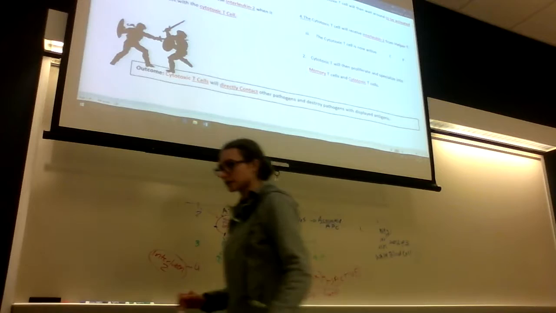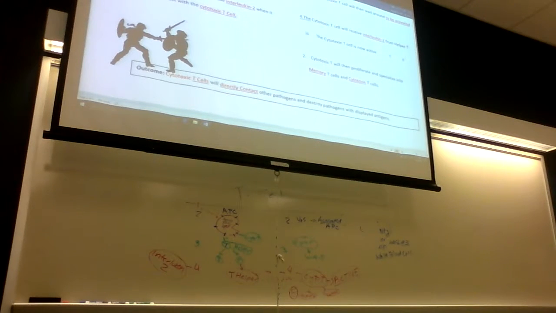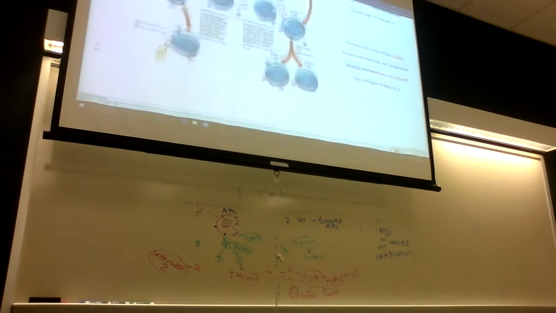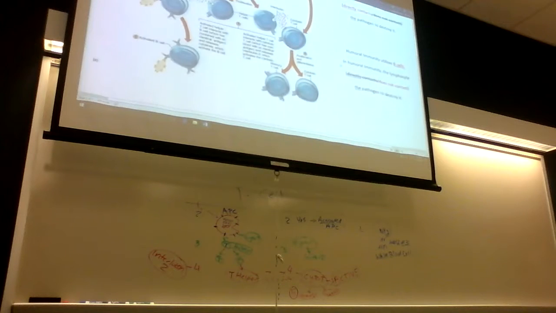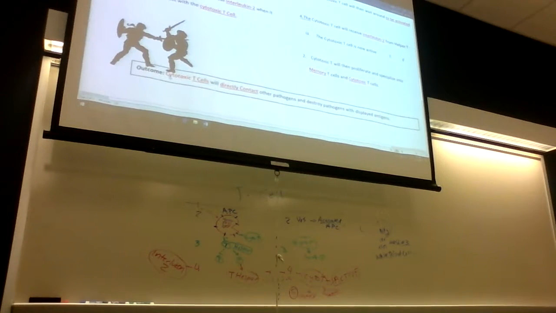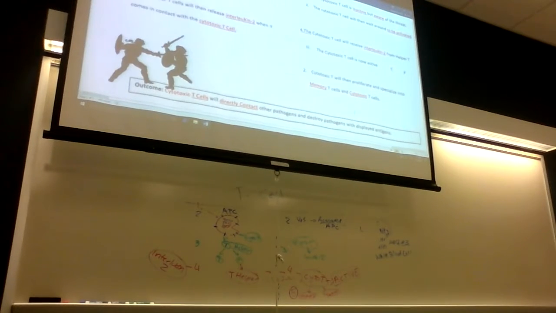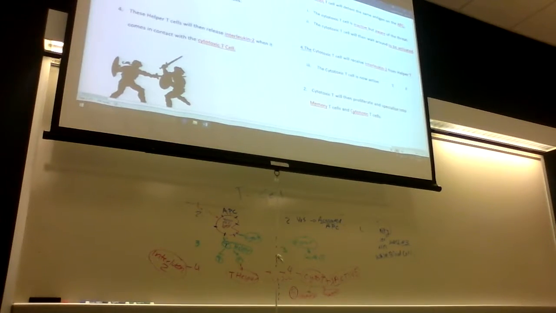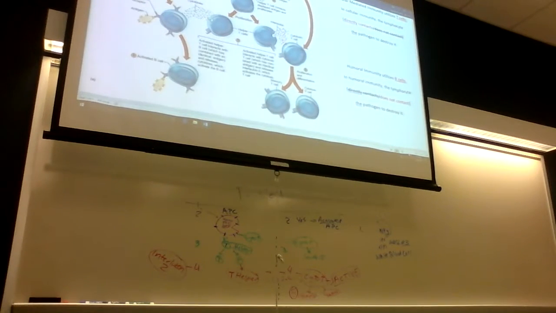So that is that. When we look at the top, we look at our picture, okay? Actually, no, we're going to look at the outcome. So outcome, this guy's a cytotoxic T, right? A cytotoxic T cell will directly contact other pathogens and destroy pathogens with the displayed antigen. So that's what cytotoxic T does. Now looking at your sheet, at what you wrote just now, we're going to apply it to the big picture.